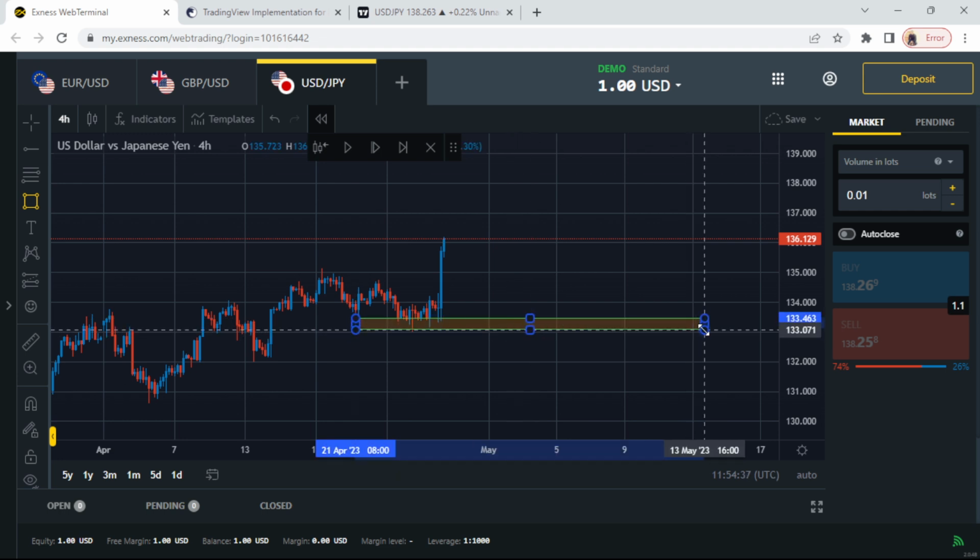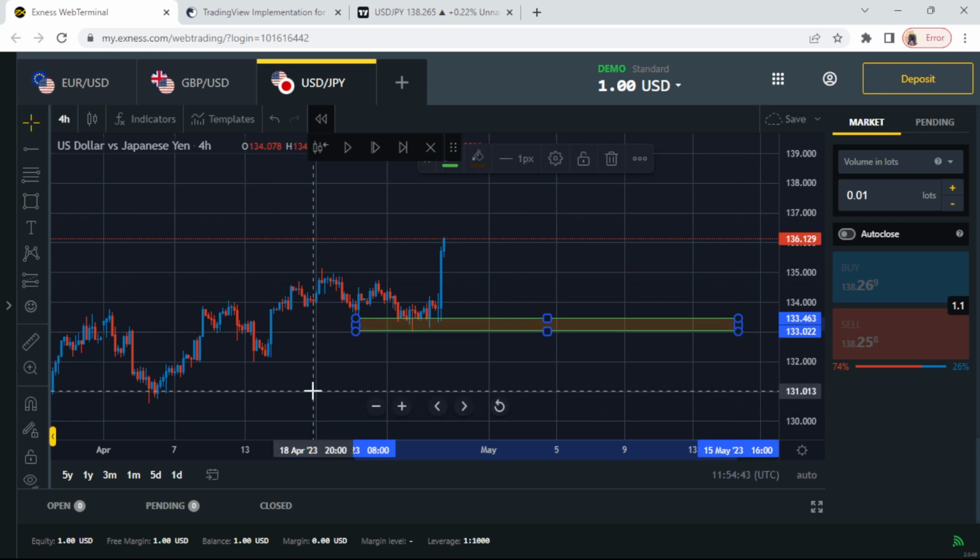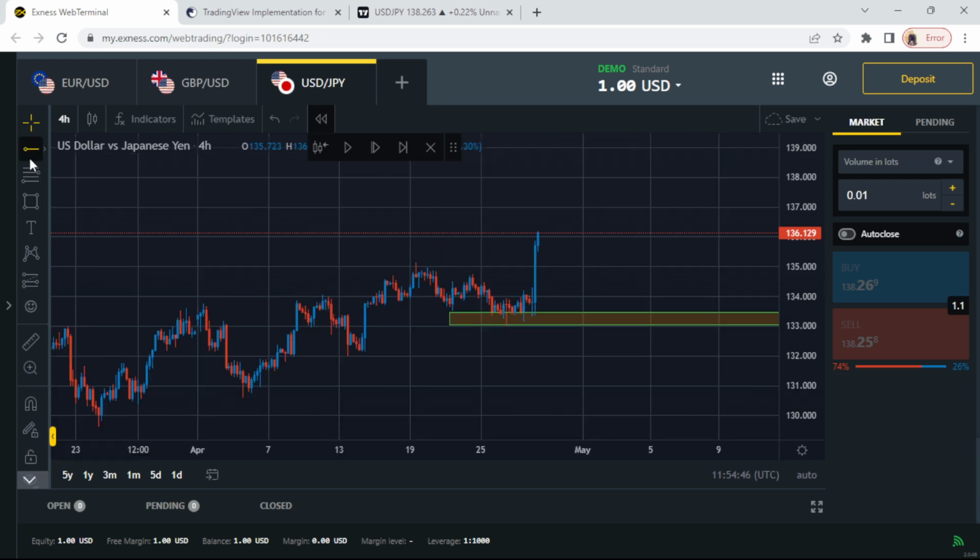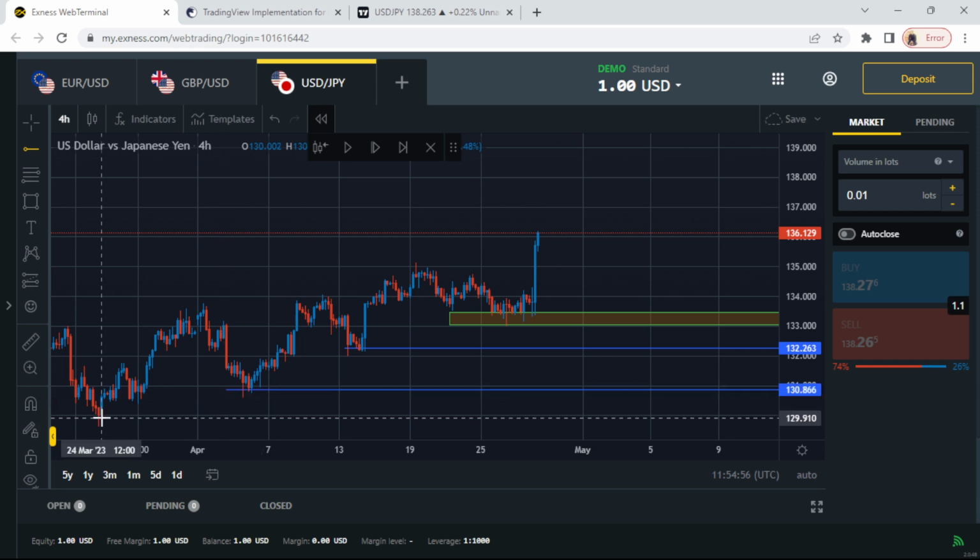Okay, remember, support and resistance are not a single line like this. Then I can see, oh, I have another support here, then I have another support here, and I have another support down here.